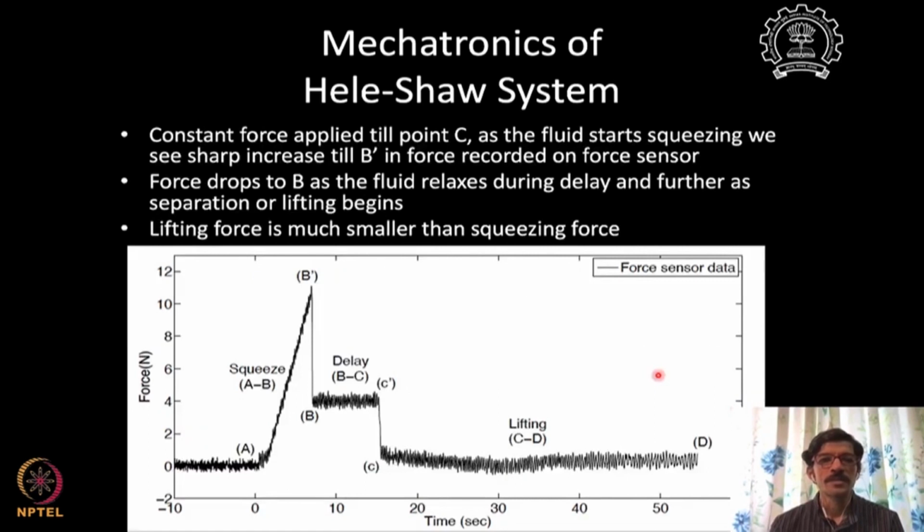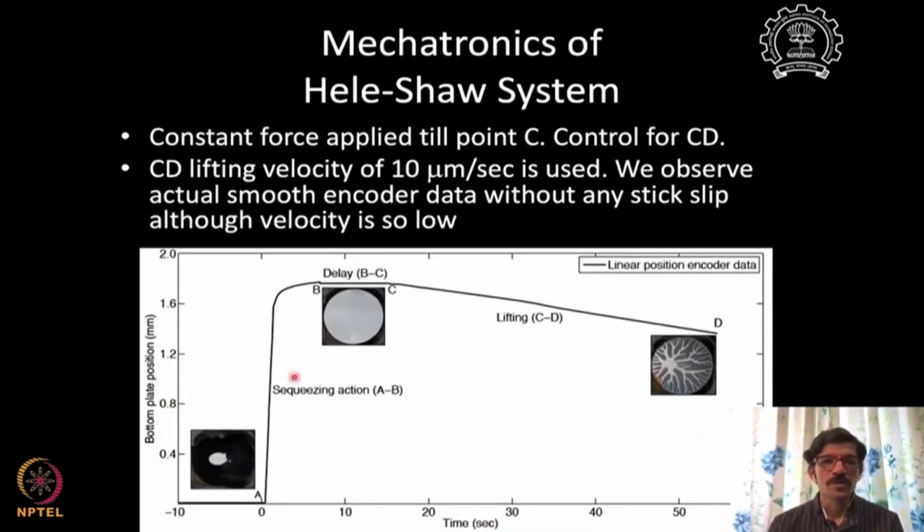So let's see, when you carry out this process, what happens to the force, because we are recording the data on the force sensor.